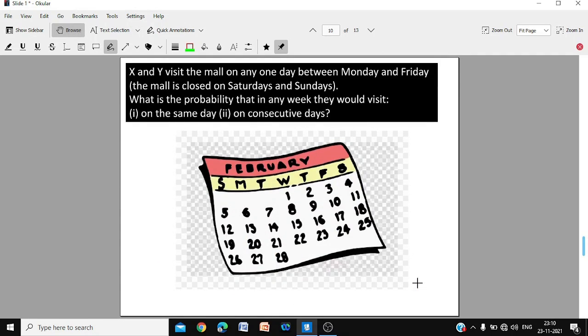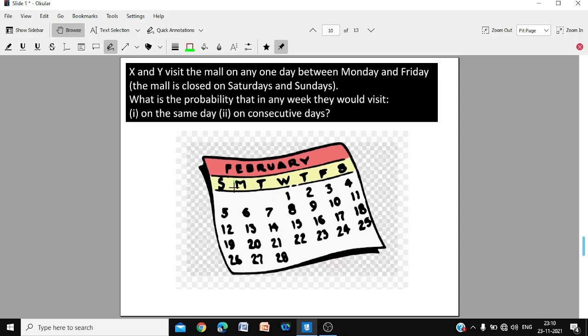X and Y visit the mall on any one day between Monday and Friday. The mall is closed on Saturdays and Sundays. What is the probability that in any week they would visit on the same day, and they would visit on consecutive days? So Saturday and Sunday are off.